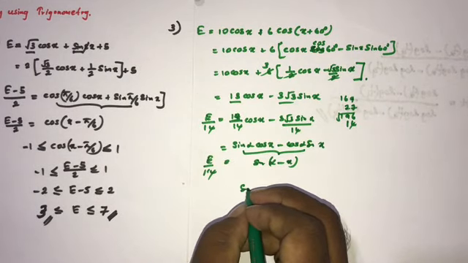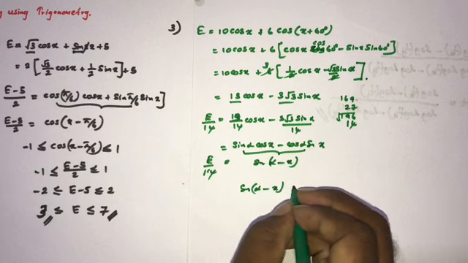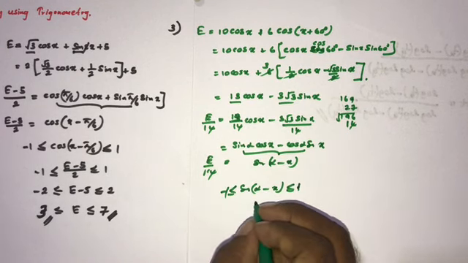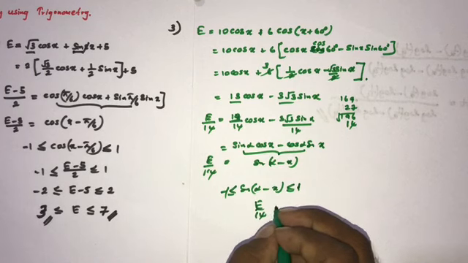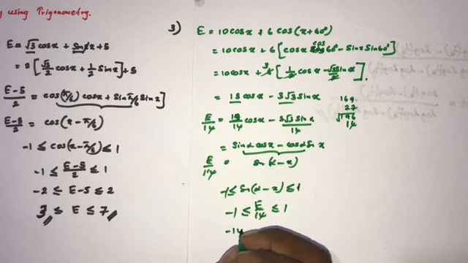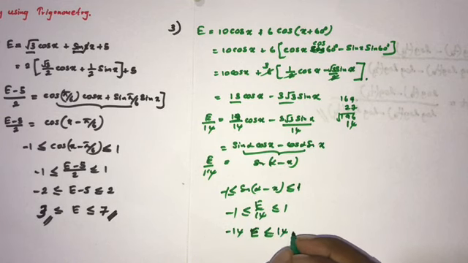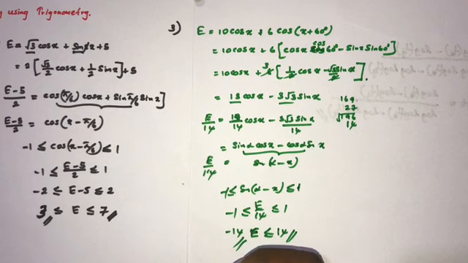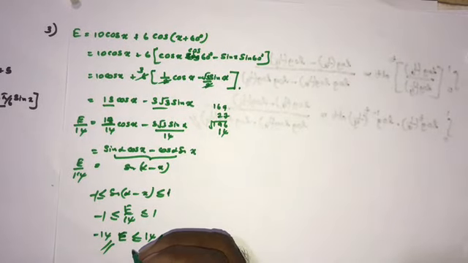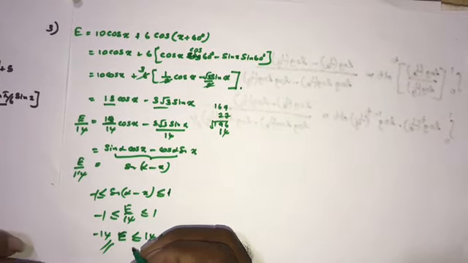And we know sine of alpha minus x is between 1 and minus 1, so E over 14 is between 1 and minus 1, so E is between minus 14 and 14. So the maximum value is 14, and the minimum value is also minus 14. Okay, then we are going to our last question.